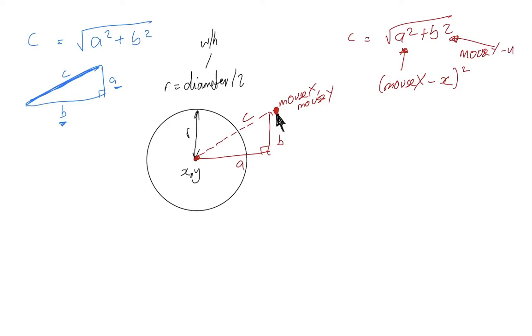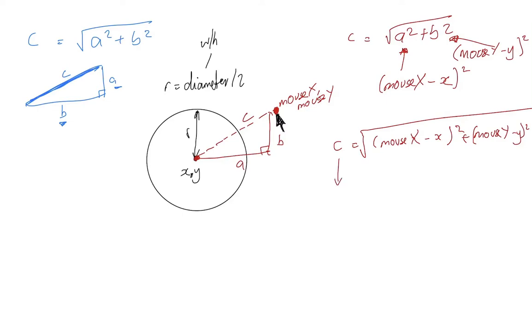So now I have mouse X minus X, mouse Y minus Y, correction. So now I have the full thing, is that C is going to be mouse X minus X squared plus mouse Y minus Y squared, and I'm going to root the whole thing. Now, this C here is basically my distance between the center of my circle and my cursor, yeah?